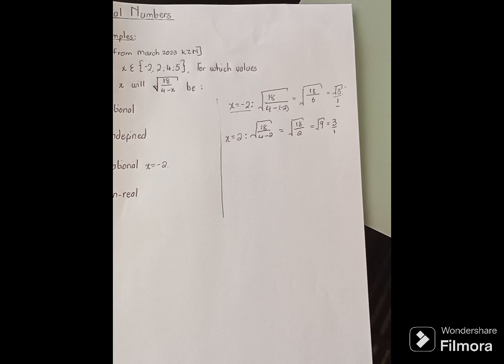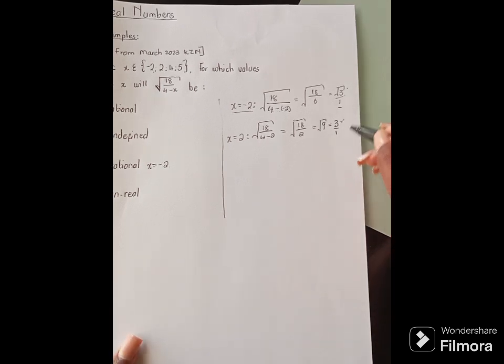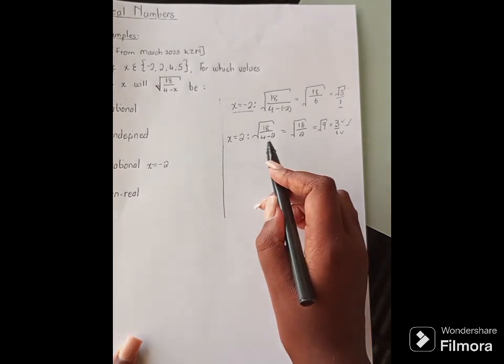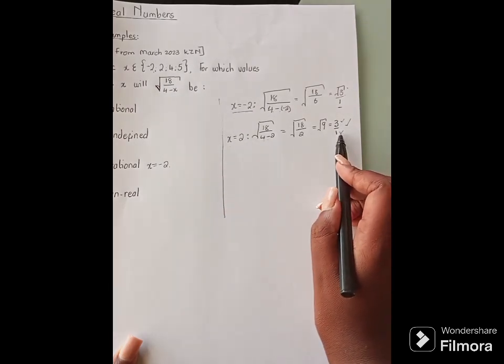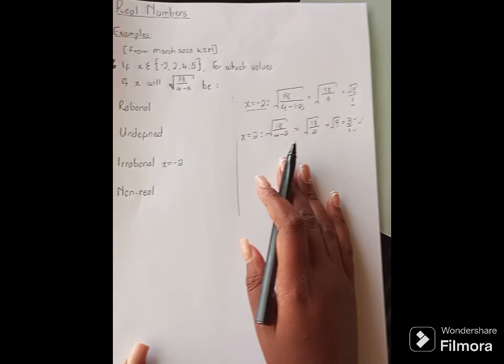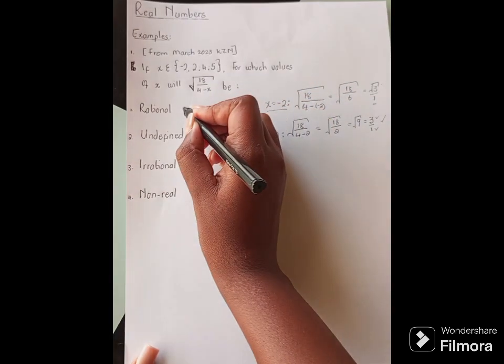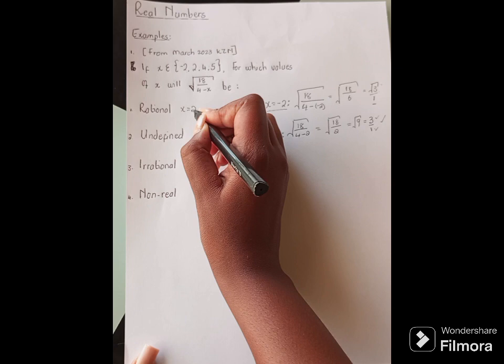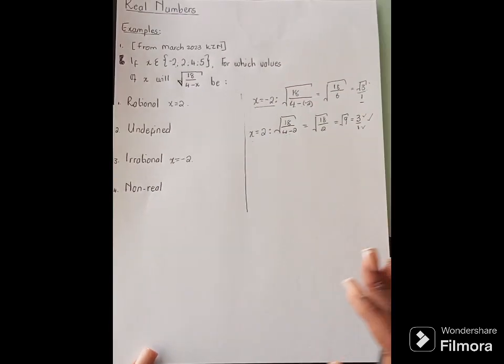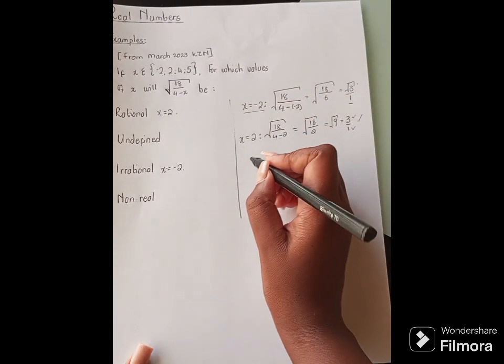And then condition number 2, are the numerator and denominator integers? Let's check. 3 is an integer, yes. 1 is an integer, yes. And therefore, this number is a rational number. So we can see that when x is equal to 2, this number becomes a rational number. So we're going to come here and say when x is equal to 2. So we are done with the first 2 numbers. Let's go to the third number.